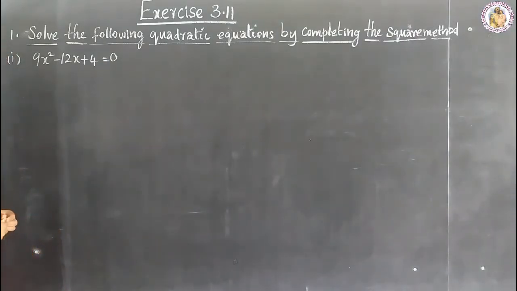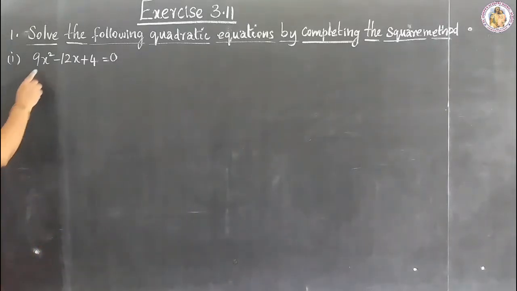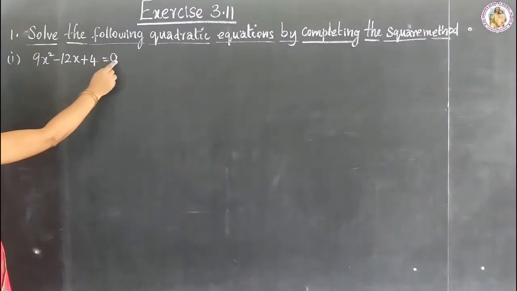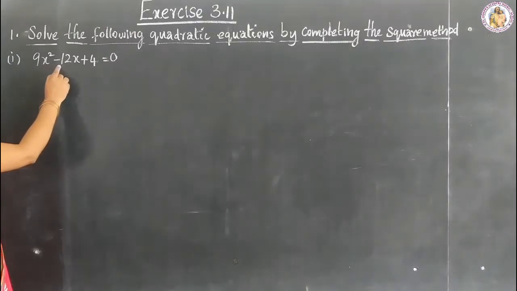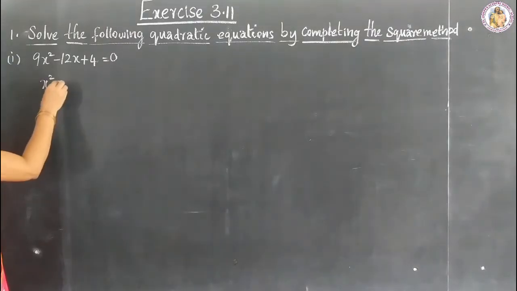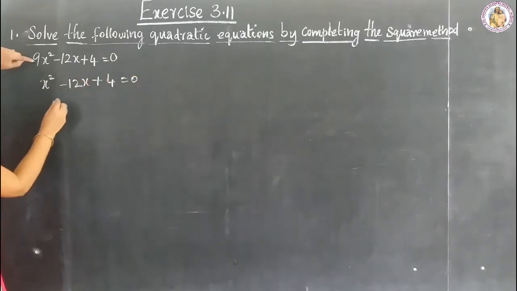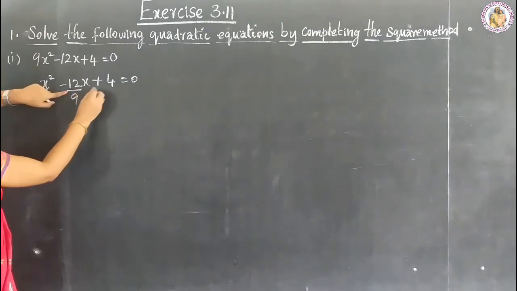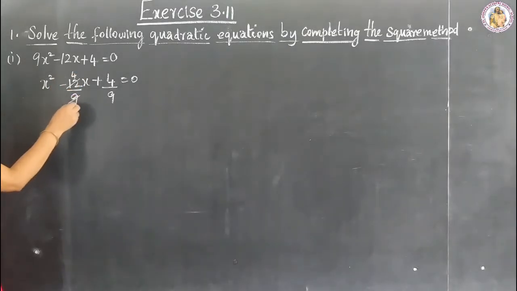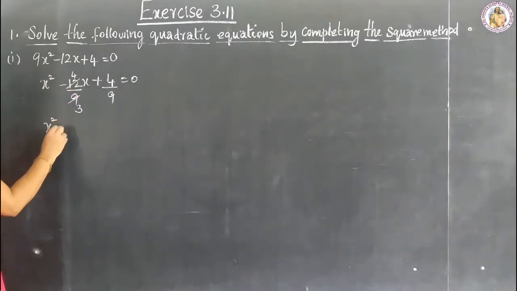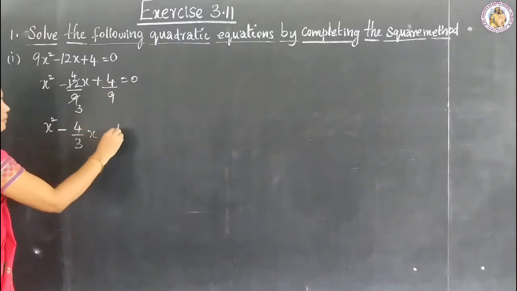Question number 1. Solve the following quadratic equations by the completing square method. Sub question 1: 9x square minus 12x plus 4 is equal to 0. As we learned earlier, take the coefficient 9 and divide each term by 9. So 3 3s are 9, 4 3s are 12. So x square minus 4 by 3 x plus 4 by 9 is equal to 0.